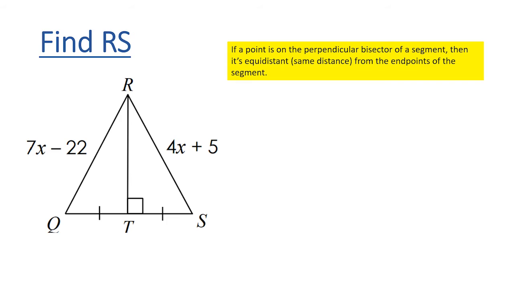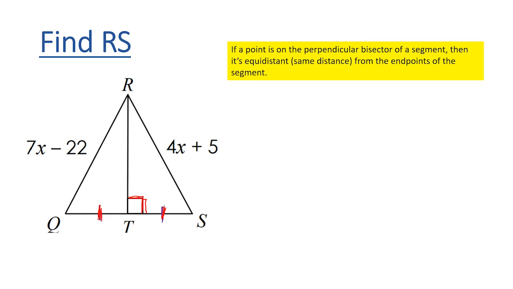Alright, so in this problem we're asked to find RS. So we can see here that we already have two congruent segments, QT and TS, and we already have a perpendicular bisector because RT would be a bisector because it cuts QS in half, because these two are congruent, as I just mentioned, and it's perpendicular because we have this right angle. So RT is a perpendicular bisector.